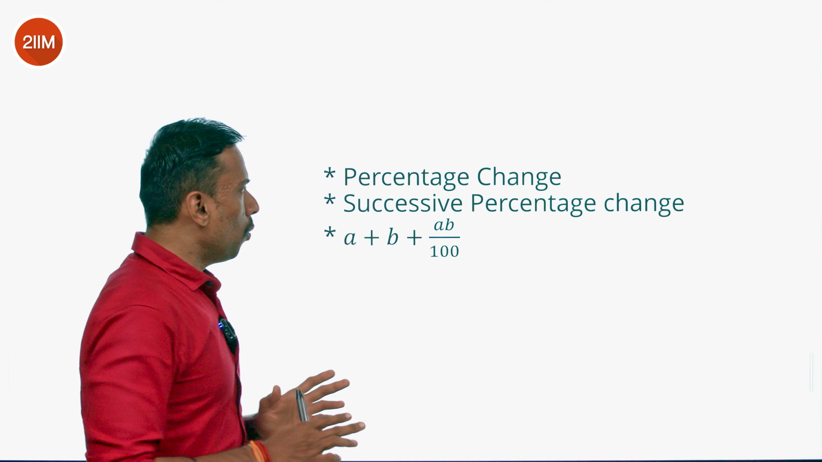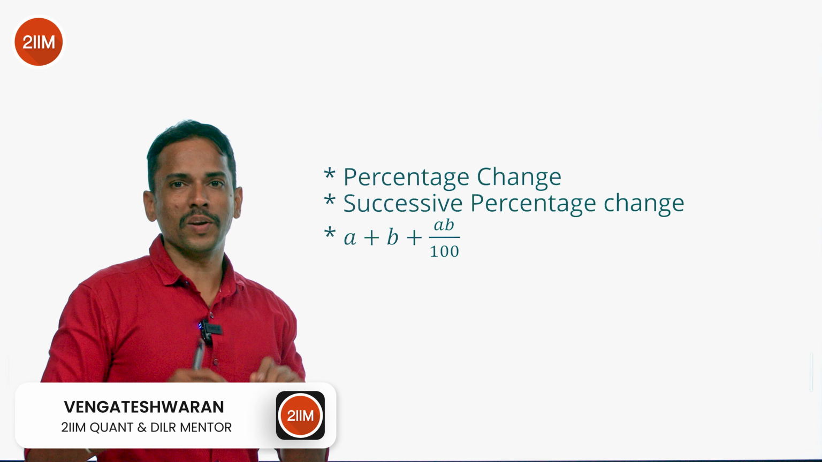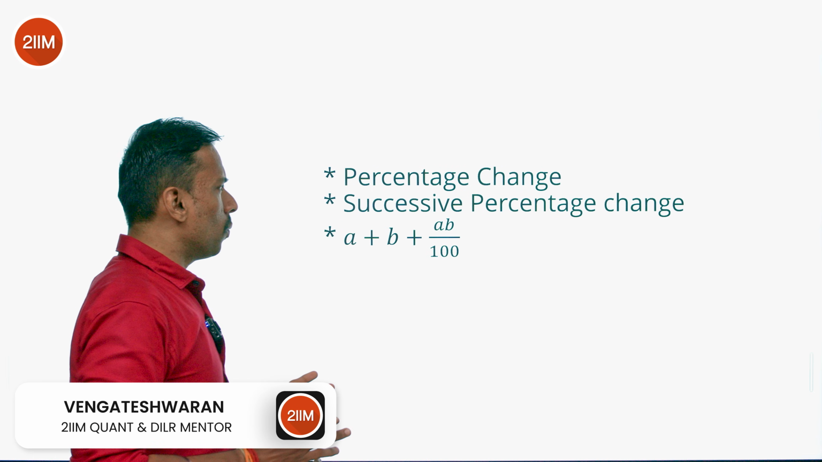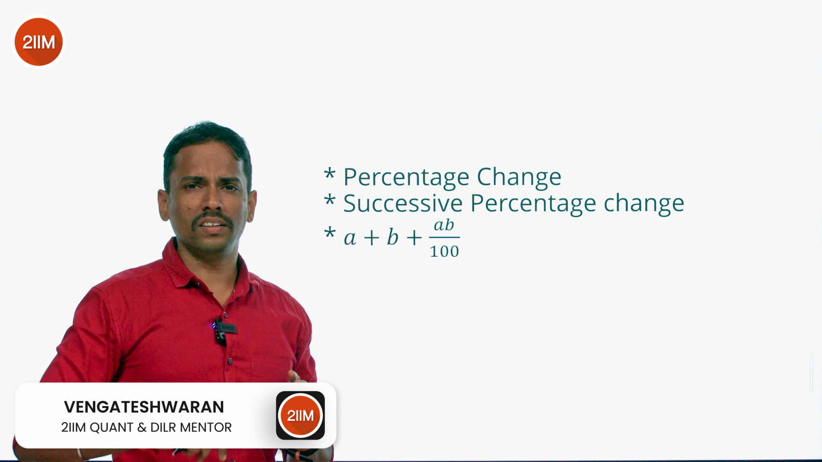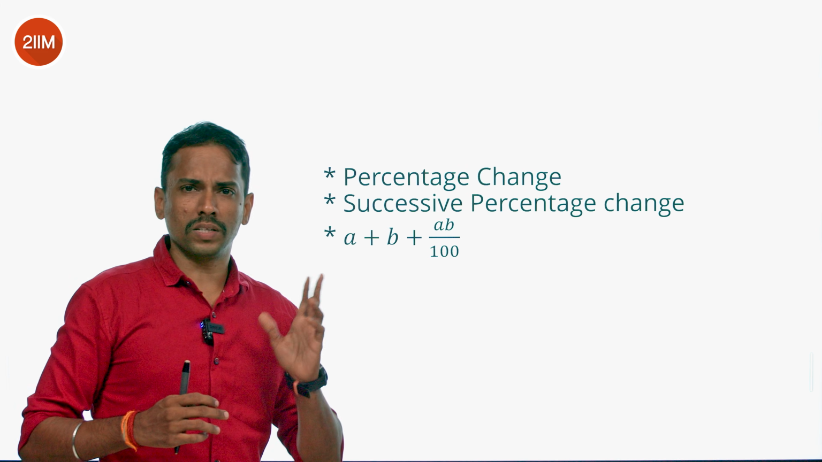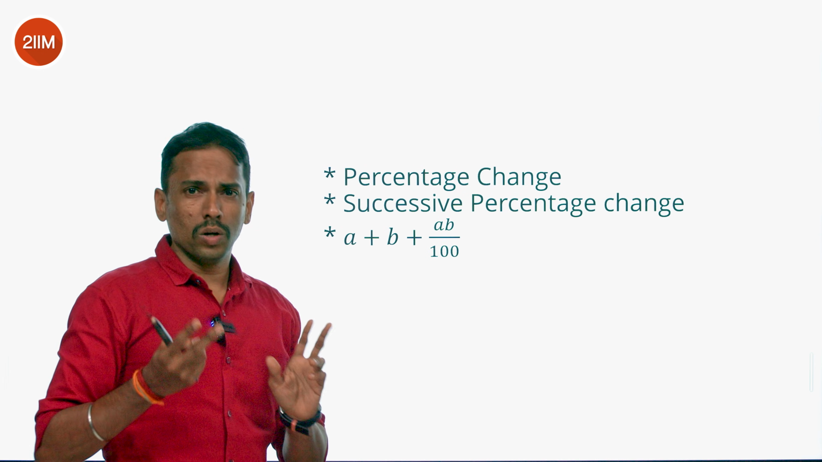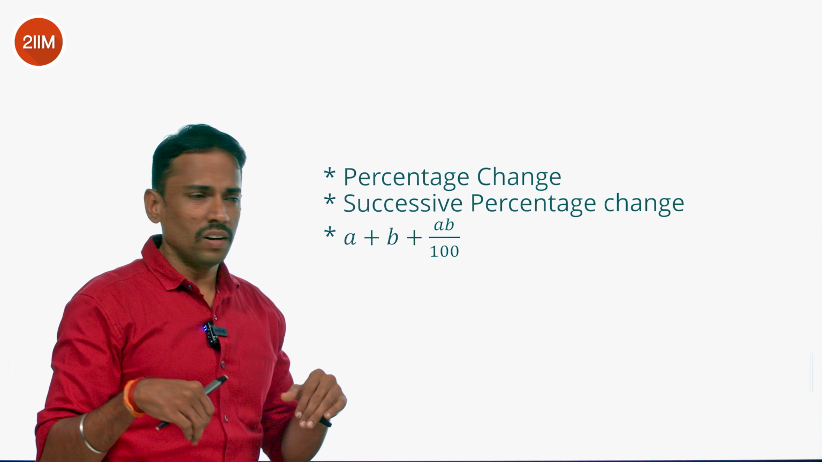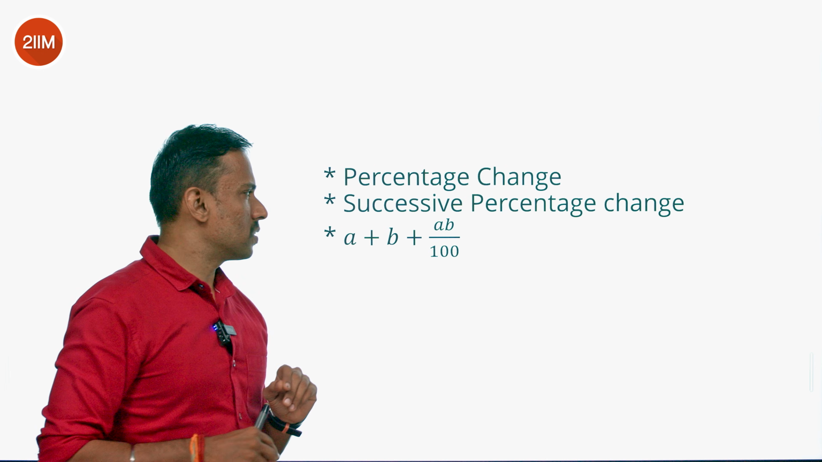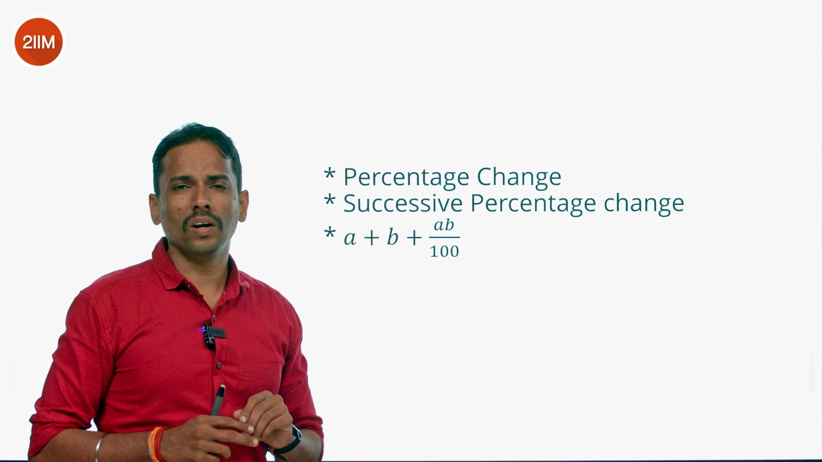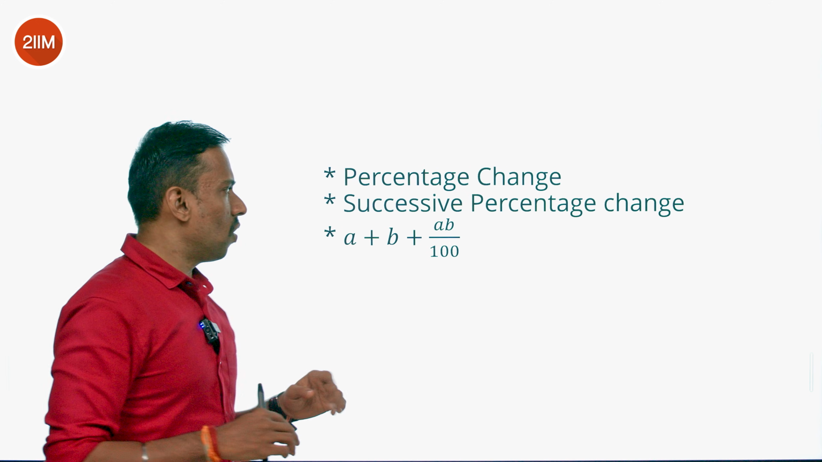Hello people, we'll see about percentage change here in this video. People often talk about successive percentage change, when there's an A% increase and B% increase, or A% increase and B% decrease, so some two successive percentage changes happen. We often use this formula A plus B plus AB by 100. So what this is all about, we'll do a quick learning of this content now.